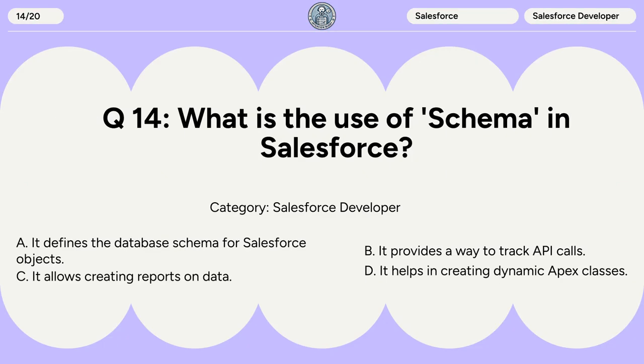Question 14. What is the use of schema in Salesforce? A. It defines the database schema for Salesforce objects. B. It provides a way to track API calls. C. It allows creating reports on data. D. It helps in creating dynamic Apex classes.